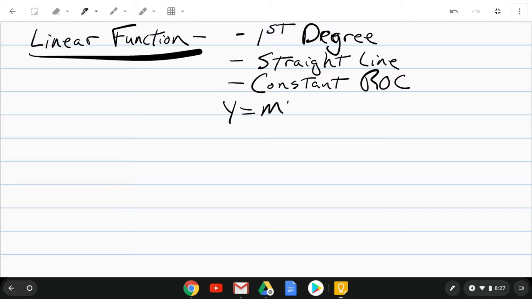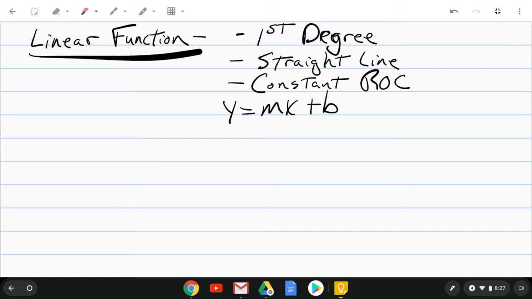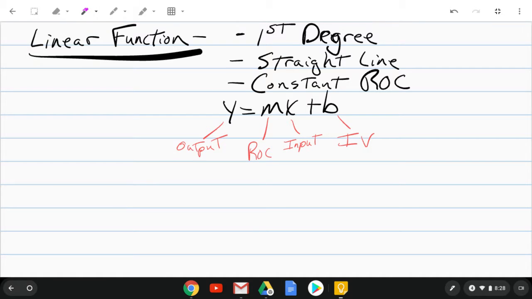y equals mx plus b is our favorite form. Correct? What are those parts? b is the, m is the, x is the input, right? And y is the output. So now I just gave you 4 names. Give me 4 more names for the same things.